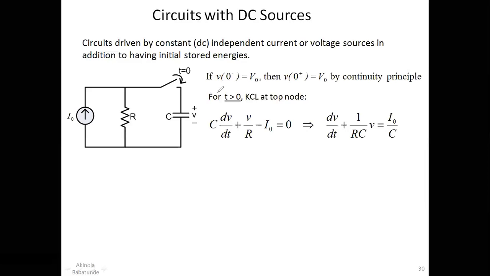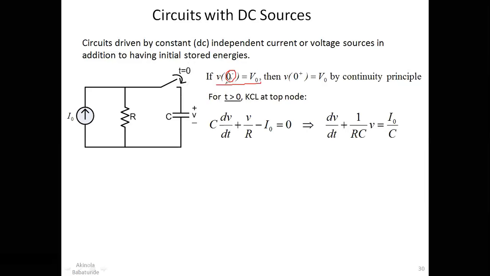Now, if V of 0 minus is equal to V naught, V of 0 minus would mean that this is what is happening in the circuit before the circuit is either closed or opened. So V of 0 minus would tell us exactly what is happening before the circuit is closed. The circuit is usually closed when t equals 0. So for this particular circuit, it means the circuit was open before t equal to 0. At t equal to 0, the circuit is closed. That's what it simply means.